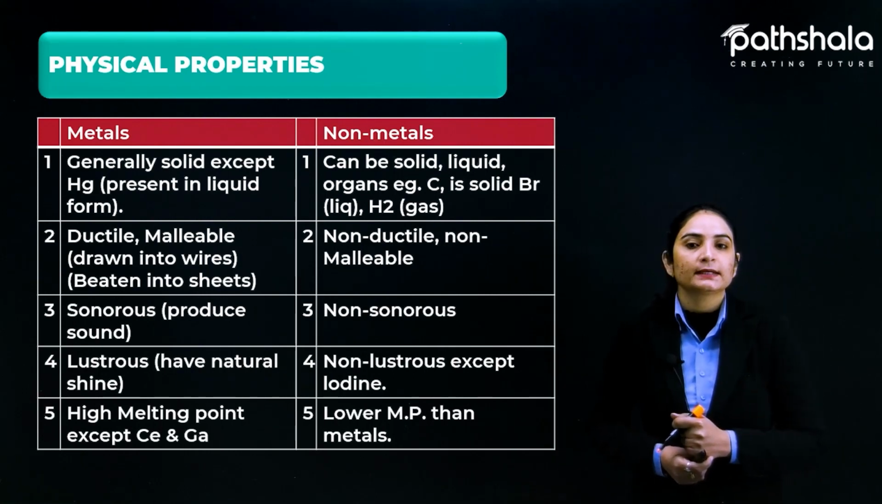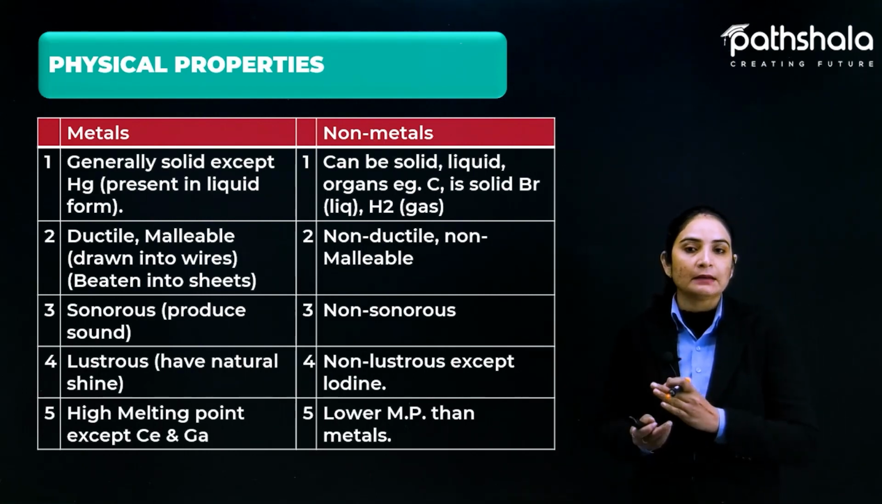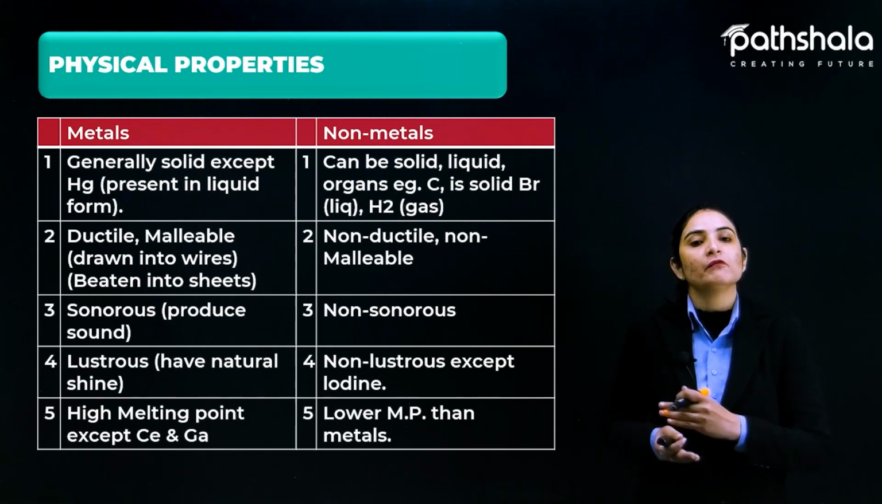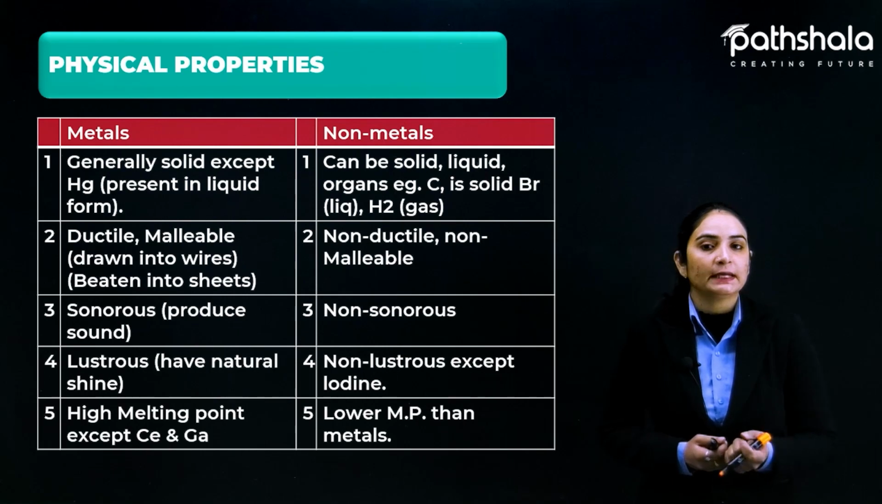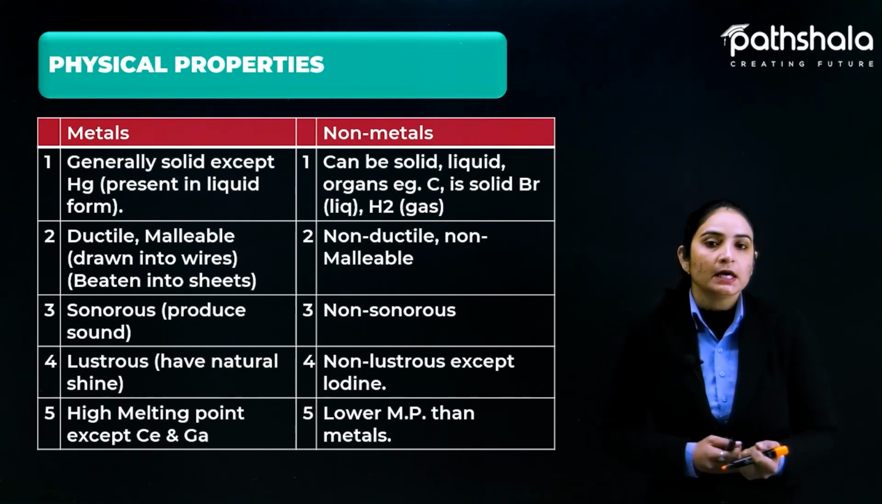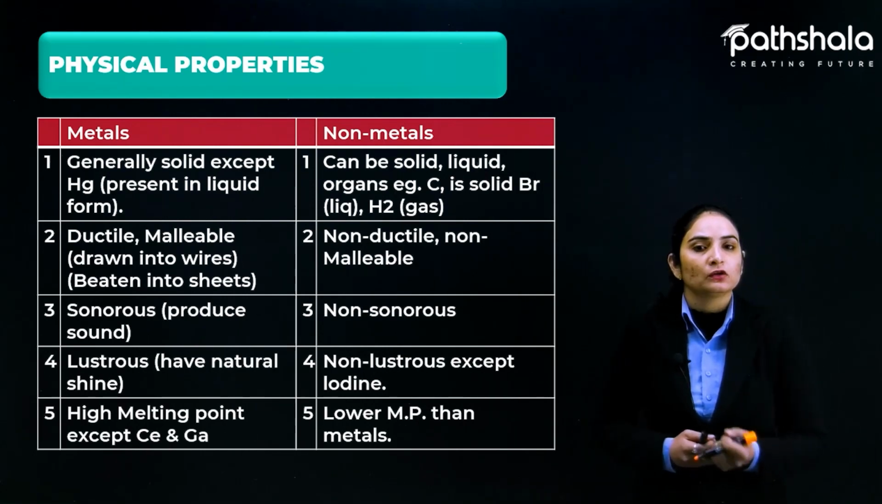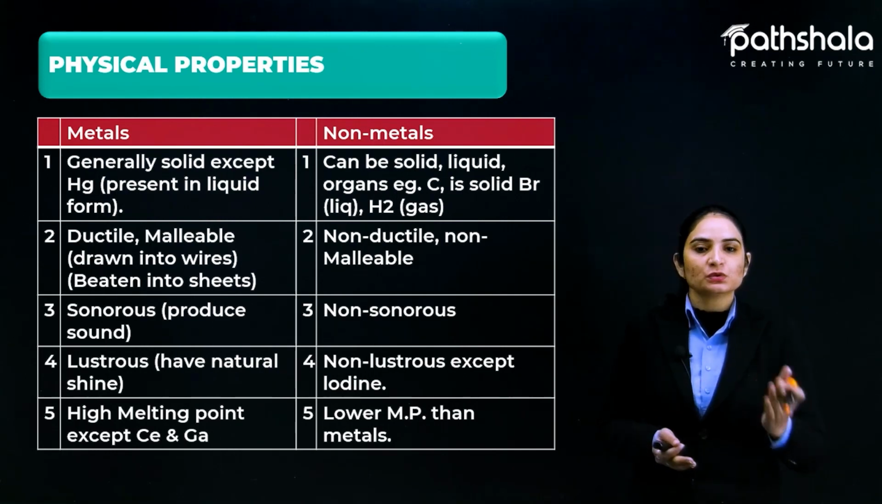Next is metals are ductile and malleable. Ductile means they can be drawn into wires, they can be converted into wires. And malleable, beaten into sheets. Metals can be beaten into sheets. Non-metals are what? Non-ductile and non-malleable, opposite to the metals.